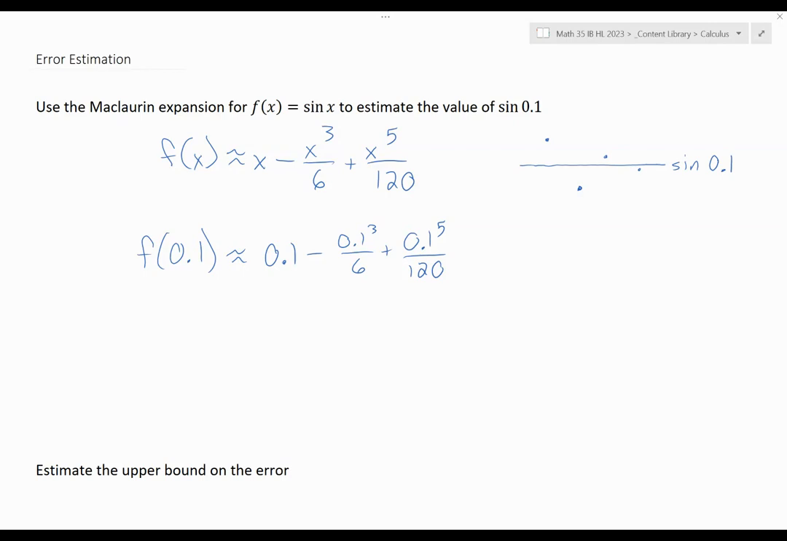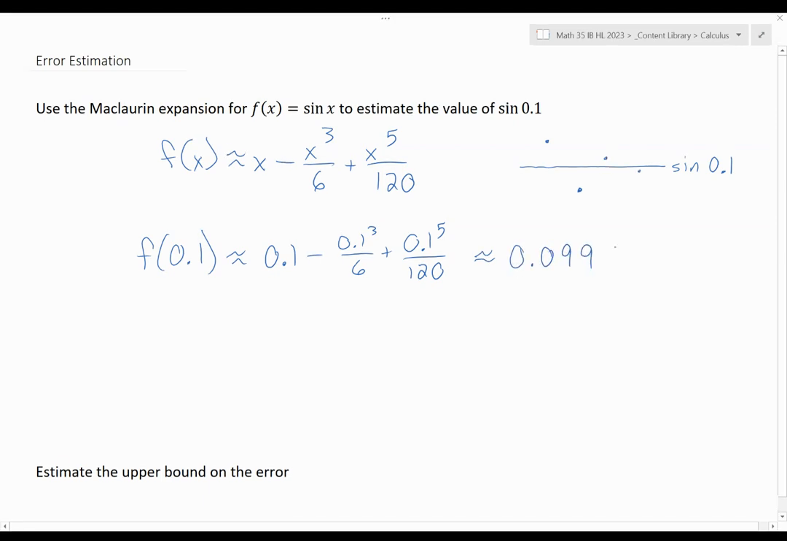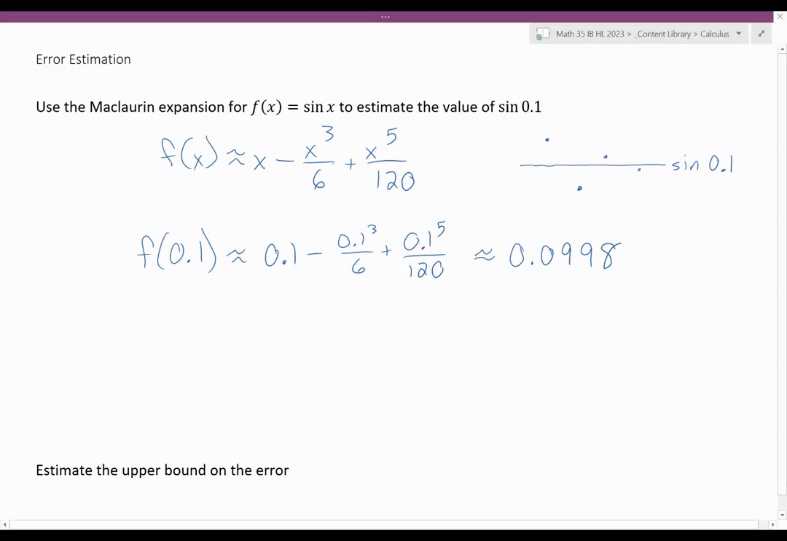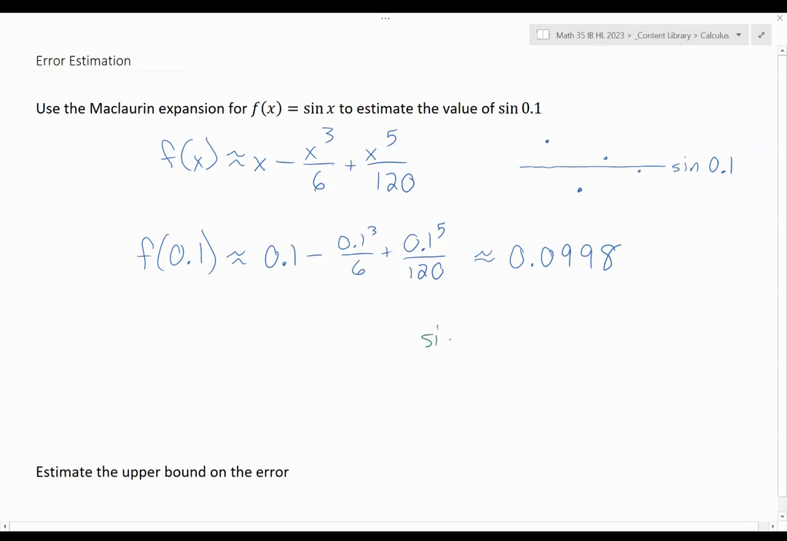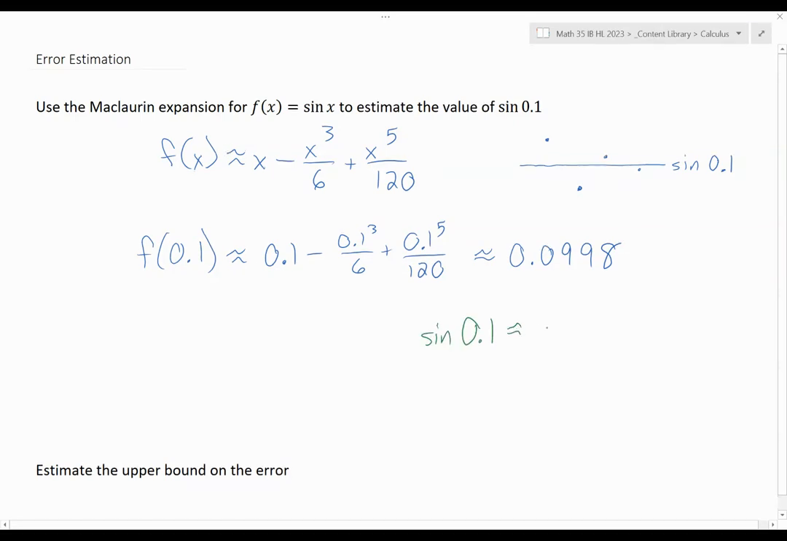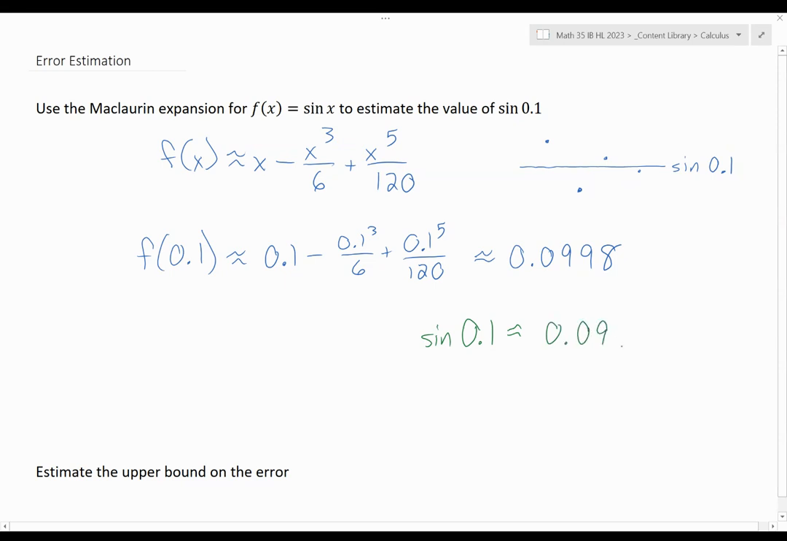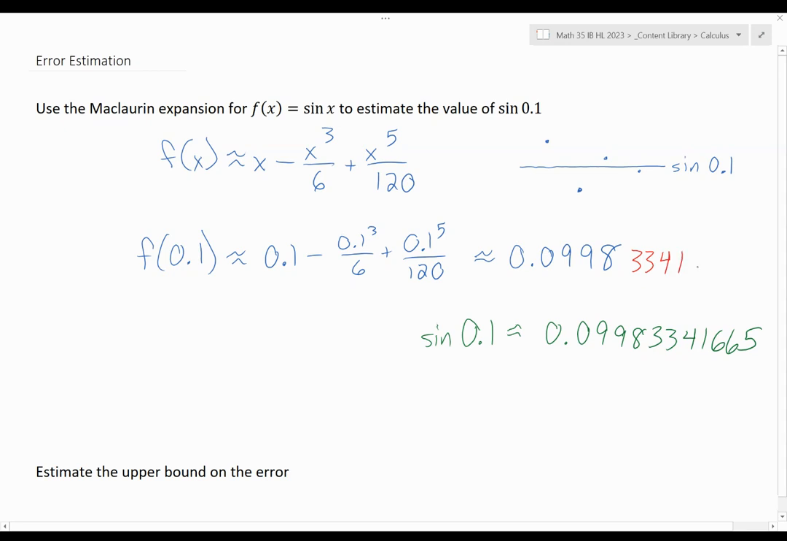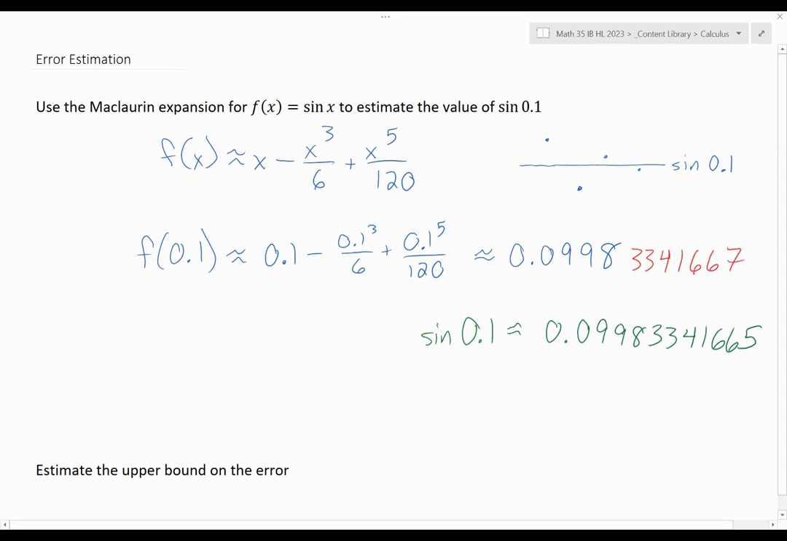So if I type this in, I get approximately, and we'll take three significant digits, 0.0998 is the approximate value I found here. Now, if you're curious, if I type in sine of 0.1 to my calculator, all of the digits I get are 0.099833416665. And if I want to compare that with what I got when I typed in this polynomial, I got 0.099833416667. So you can see this is actually an incredibly close estimate.